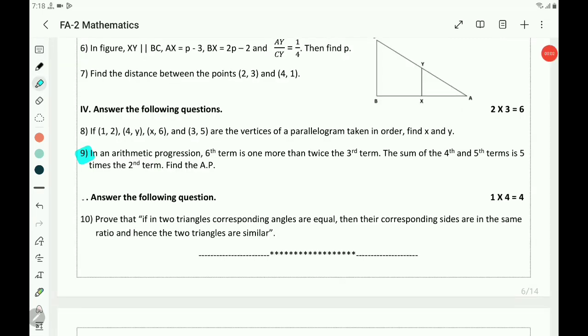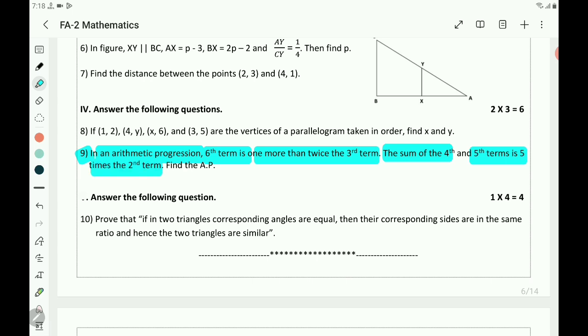Then ninth question. In an arithmetic progression, the sixth term is 1 more than twice the third term. The sum of the fourth and the fifth term is 5 times the second term. Find the AP. Here, understand the question correctly. Read the sentence and try to understand the problem. What is given? Sixth term.